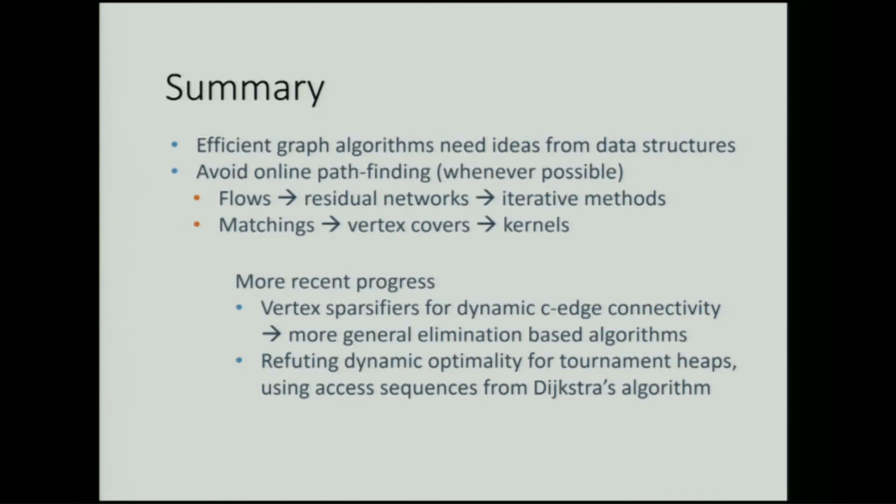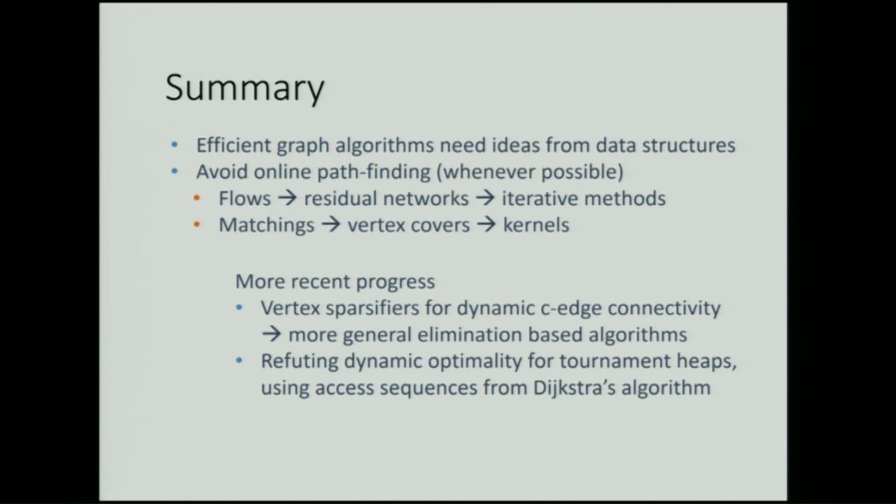So in general, I claim that to get even more efficient graph algorithms, what we are missing is a lot of ideas from data structures, especially combinatorial algorithms. A lot of what we're currently doing can be thought of as trying to get faster dynamic pathfinding, and what we really should be doing is avoiding it whenever possible. For example, with flows, we went to p-norms, we went to residual networks, and we started doing preconditioning. With matchings, we went to vertex cover, we started doing amortization, and we started doing kernels.